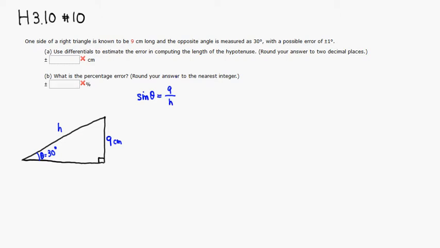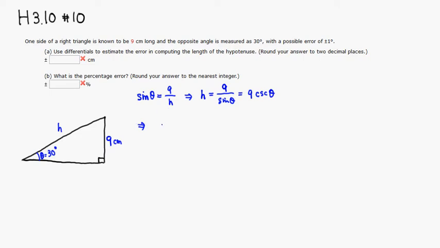So we have an equation, and we can rewrite it as H is equal to 9 over sine of theta, or you can write it as 9 cosecant of theta. Then we can just take the derivative with respect to theta. Oh, actually, no, we have to look at the differential.